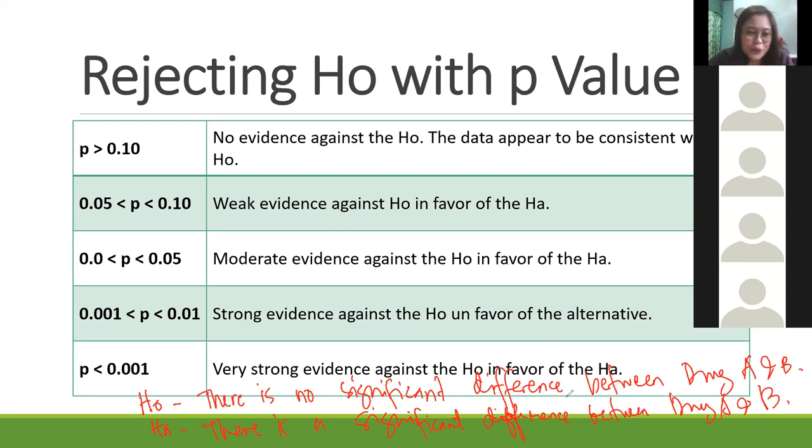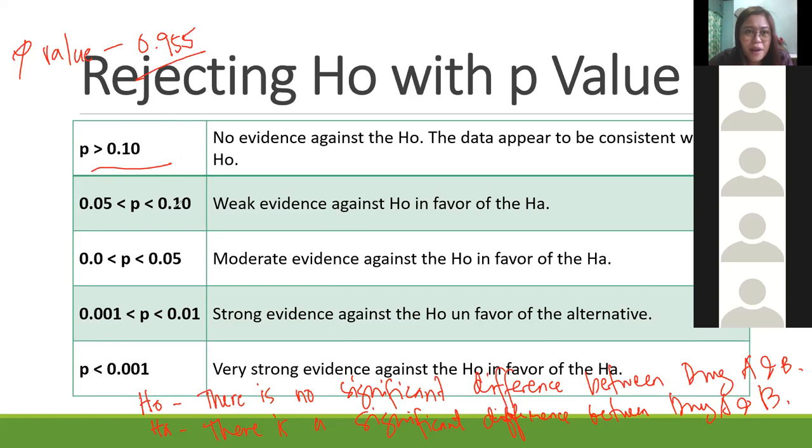Then, for example, nag-test ta gamit og software, for example the JASP software or SPSS, and then ang computed p-value, makita man na siya dito sa table, the computed p-value is 0.955. So let's look at the table, asa na belong si 0.955? It is here. This one. The p-value is greater than 0.10. Greater man diyan siya sa 0.10, di ba?